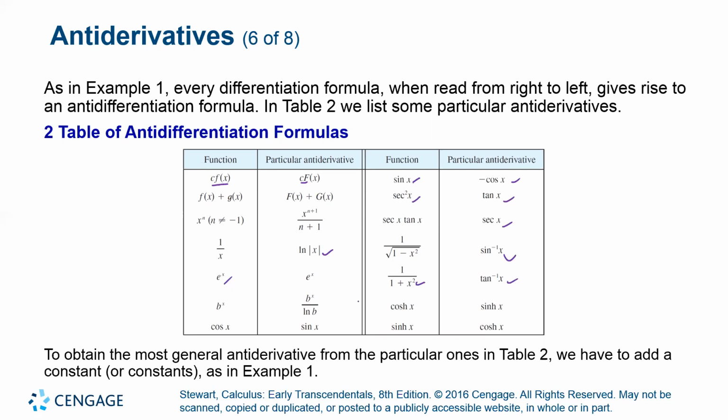It is natural log of the absolute value of x, because we want to make sure that the x is not negative. Then if you have the exponential function b to the x, the antiderivative is b to the x over natural log of b.